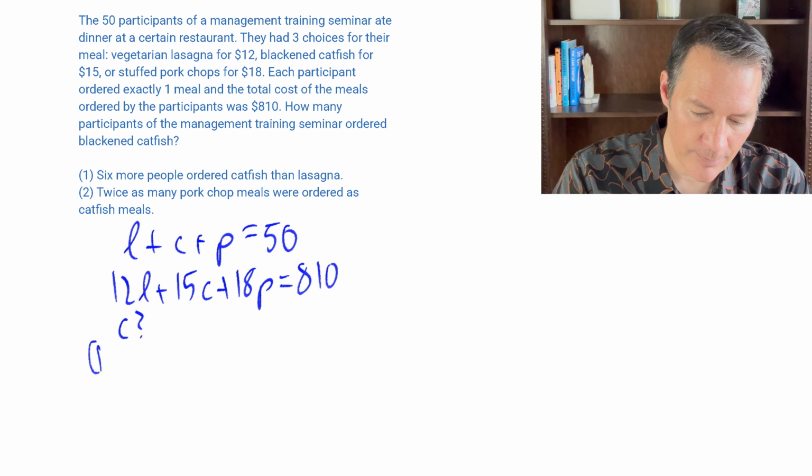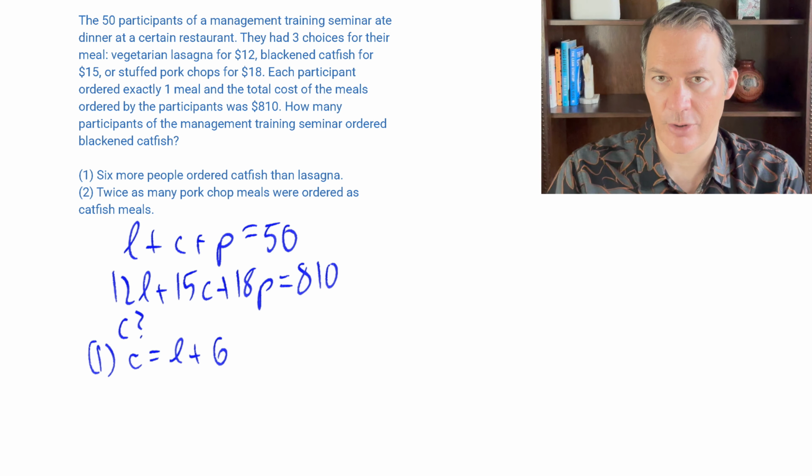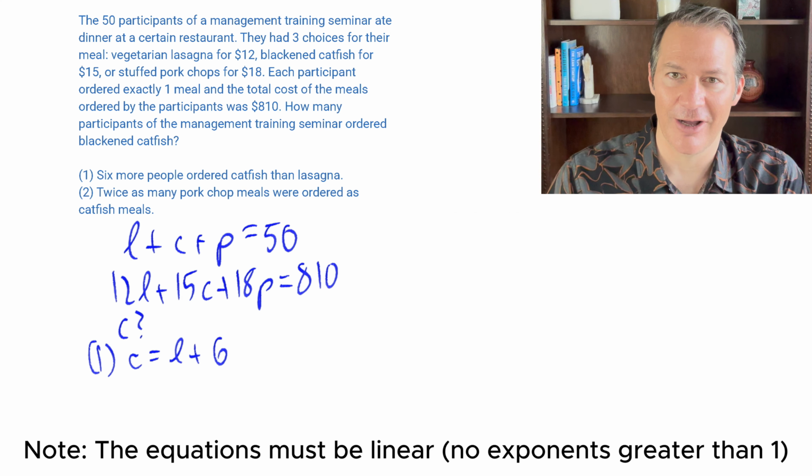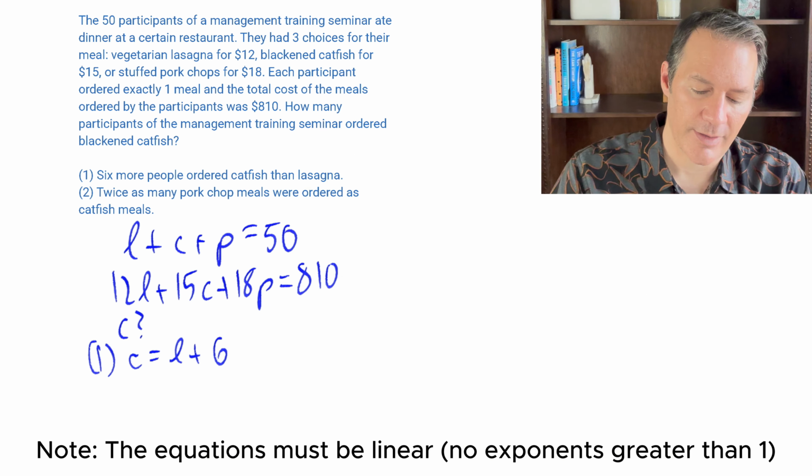Statement 1: 6 more people ordered catfish than lasagna, so catfish equals lasagna plus 6. Now, if we combine that with the first two equations, we have three equations, three variables. That's going to be enough to solve. No need to do any additional work. We can just say that's it and move on, because we have three different equations. So that is sufficient. I'll show you why in a moment.